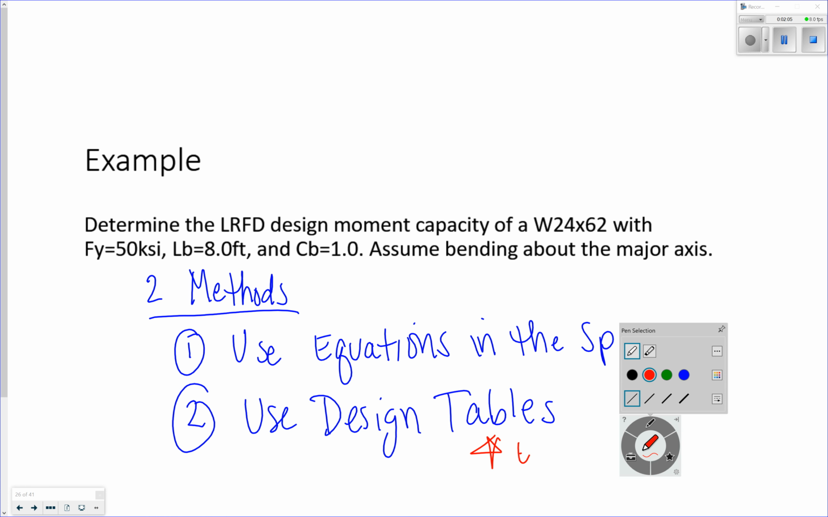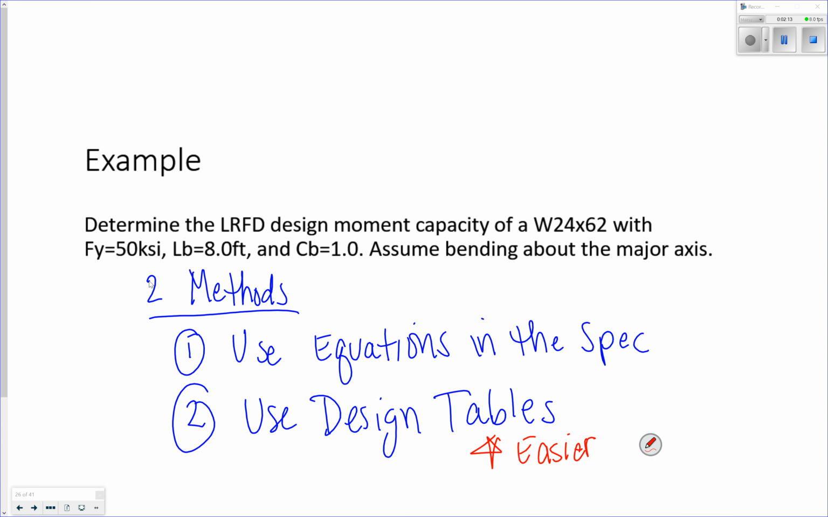This is easier, and we are engineers. We are all about efficiency and ease. So you know those design tables are right. Somebody checked that a few times. So let's just use them. A reminder, we have a W24x62 with a yield stress of 50 ksi.